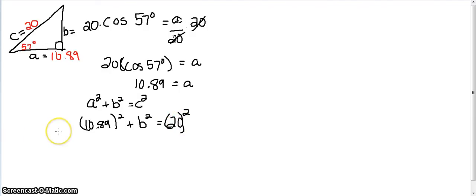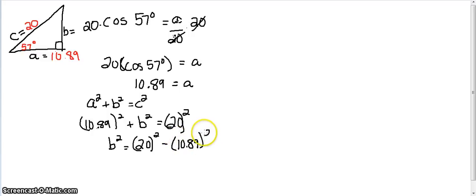If I solve this for B squared, I get that B squared is going to be equal to 20 squared minus 10.89 squared. Then to finish solving for B, I'm going to take the square root of both sides. We didn't have to do all of this in one step, but it makes our calculations a little bit prettier. We're not rounding as many times.